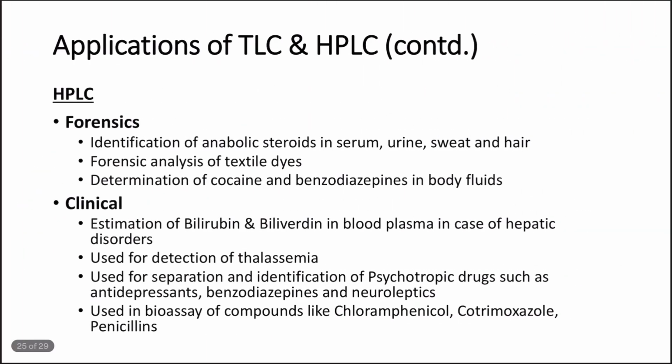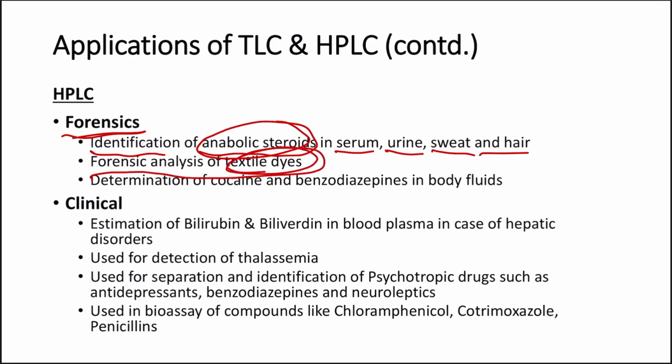Then in the case of forensics, it does the identification of anabolic steroids in different biological samples, that is, in serum, in urine, in sweat, and in hair. It also does the forensic analysis of textile dyes. It can also determine cocaine and benzodiazepine which are present in the body fluids of individuals who consume them.